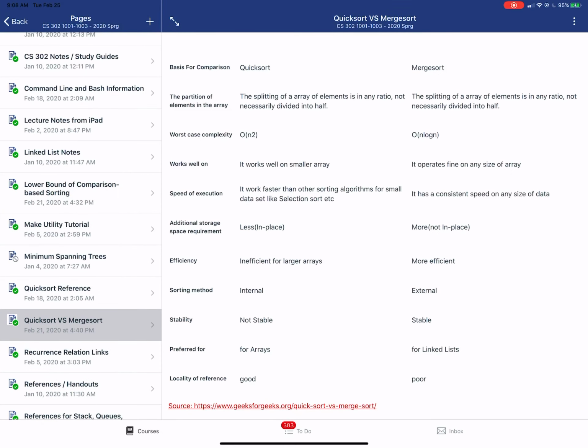Anyways, locality of reference, they'll talk about that in 219 with cache and things like that. But that is one sort of disadvantage of Mergesort, I suppose. That's actually considerate.